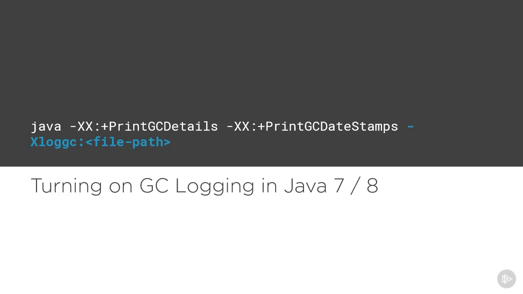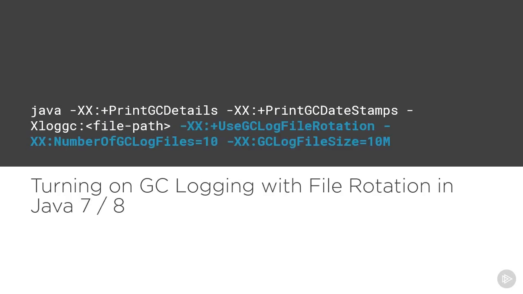In addition to the above flags, if you choose to have GC logging constantly turned on in production, which is generally a good thing to have, then you may want to use log file rotation. The following configuration tells the garbage collector to rotate log files, keeping the last 10 log files, with each file maxing out at 10 megabytes.